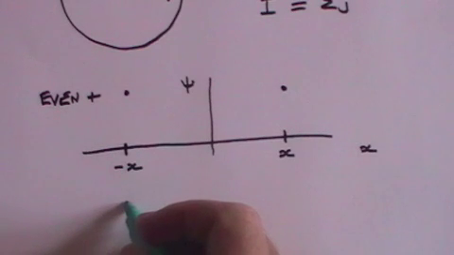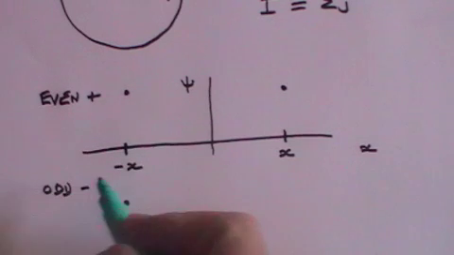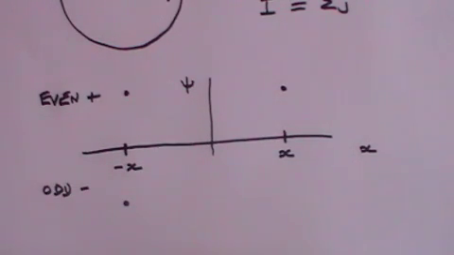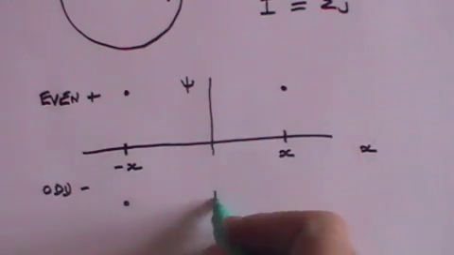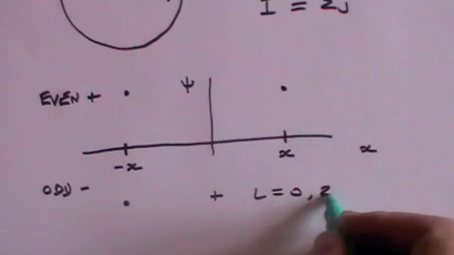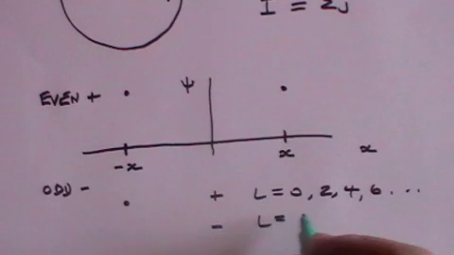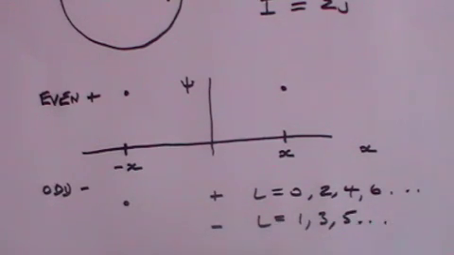Whereas if the wave function is minus the value it was at x, then the parity is said to be odd, and that's given a minus term. The relevance of all this, we're not going to go into any further detail. The relevance is simply that if the parity is even, then the L values are 0, 2, 4, 6 and so on. And if the parity is odd, then the L values are 1, 3, 5 and so on. And we'll come back to that a little later on.